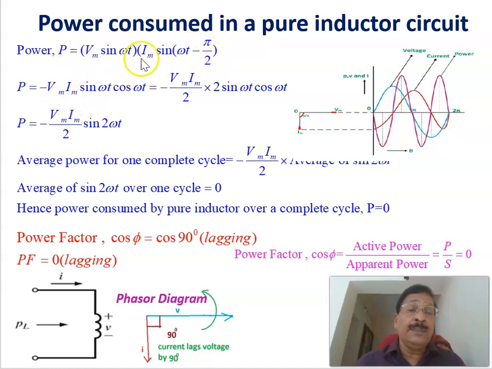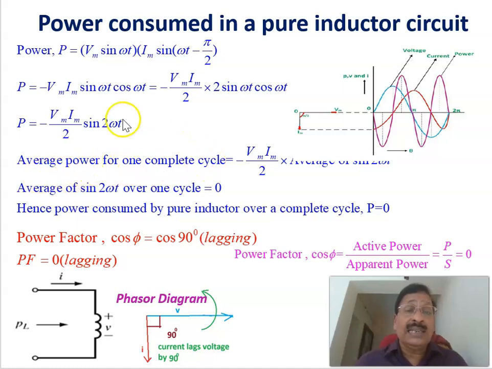We get Vm into Im sin omega t, and of course here sin(omega t minus pi by 2) will be minus cos omega t. So it is equal to Vm Im divided by 2 into 2 sin omega t cos omega t, or P equals Vm Im divided by 2 sin 2 omega t.